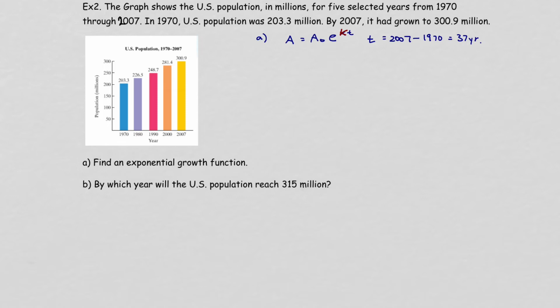And again, k is what we're looking for to create an exponential model function, right? And then what will be A? A sub 0 will be the starting population. And then A will be the final population in that graph.